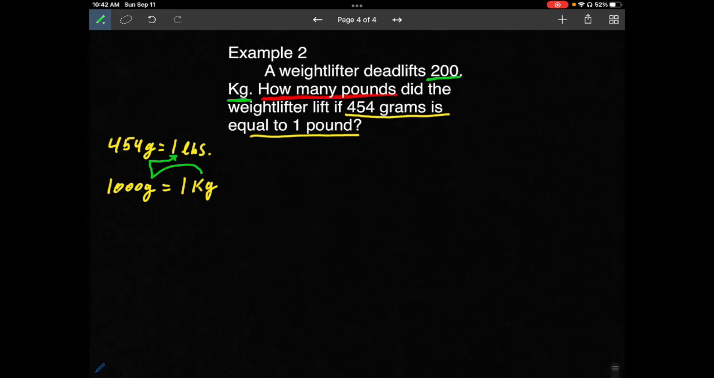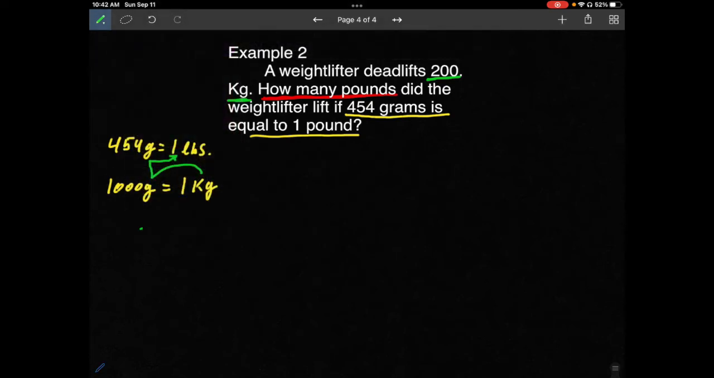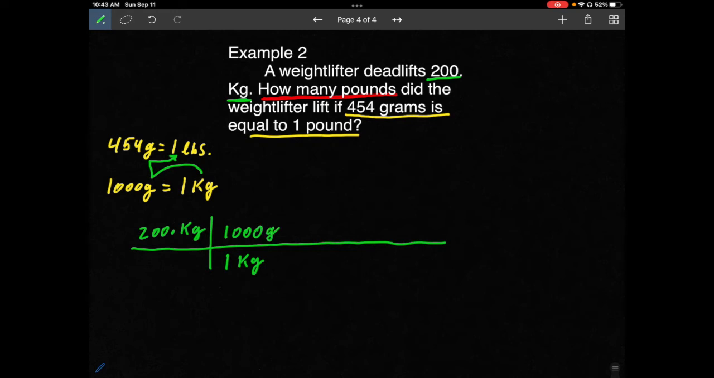So now we'll set up our problem. We're starting with 200 kilograms. Setting up our fractions, 200 kilograms. I need to divide by kilograms in order to cancel my units. 1 kilogram is equal to 1,000 grams. And now I need to divide by grams in order to cancel that unit. 454 grams is equal to 1 pound.